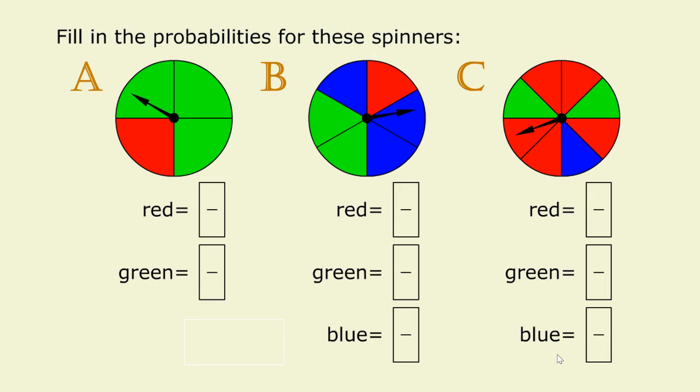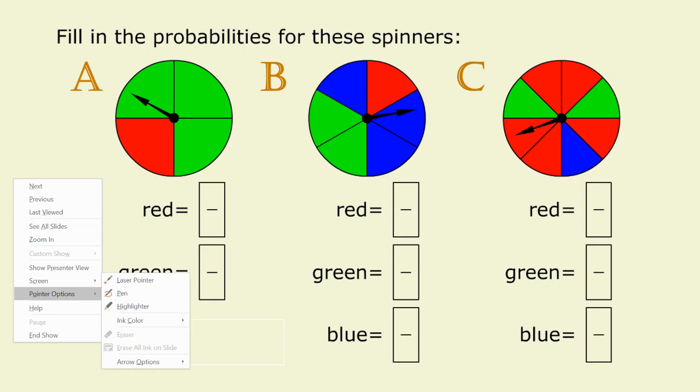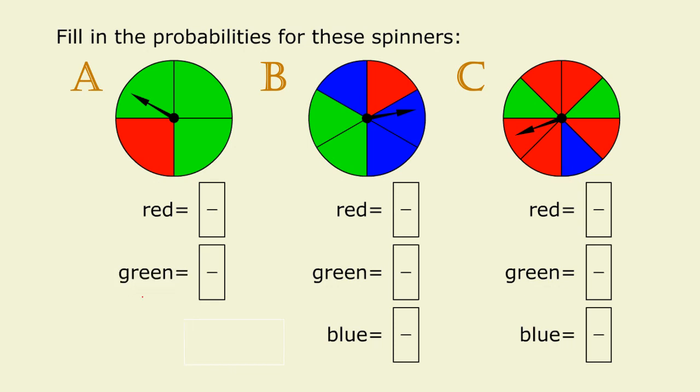Okay, so just pause the video now and have a go. See if you can write out those probabilities as fractions. Once you've done those questions, start the video again and we'll have a look at how we got on. Okay, so let's have a look at how we've got on then. You can check these off with me, and I'm going to choose a pointer so I can write on here. I'm going to choose a pen.